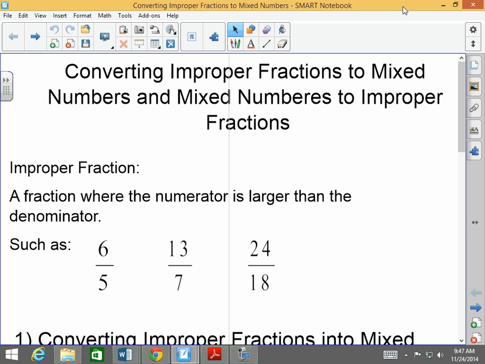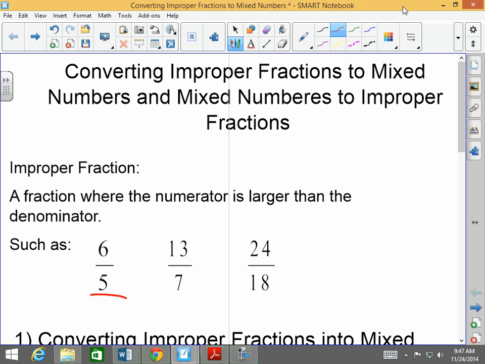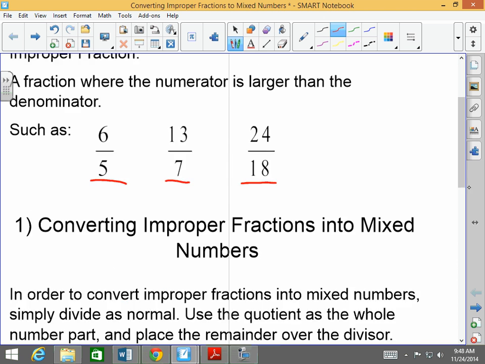Now, what is an improper fraction? An improper fraction is a fraction where the numerator is larger than the denominator, such as 6/5, 13/7, or 24/18. Whenever the numerator is larger than the denominator, that is an improper fraction. Okay?